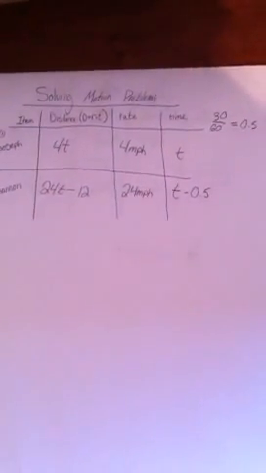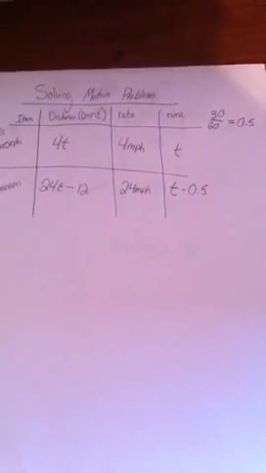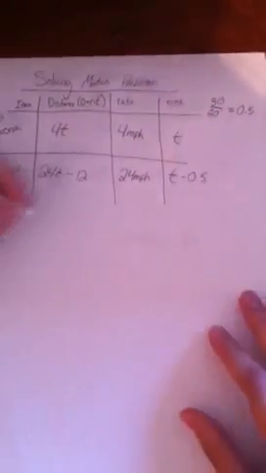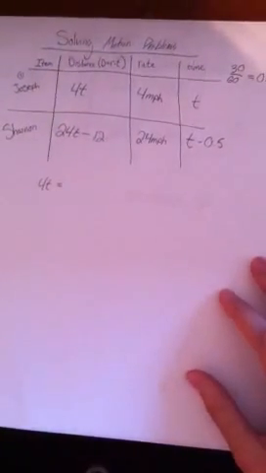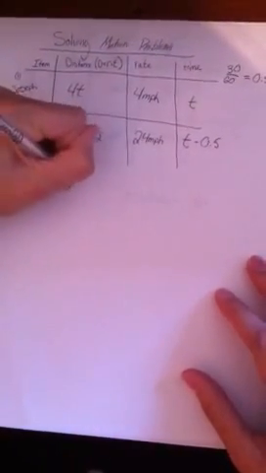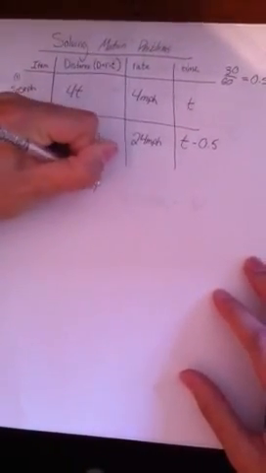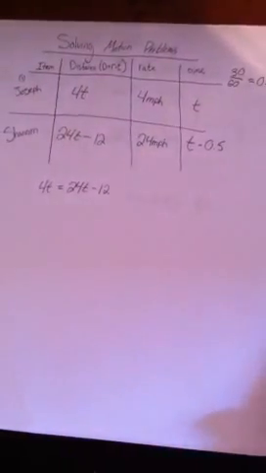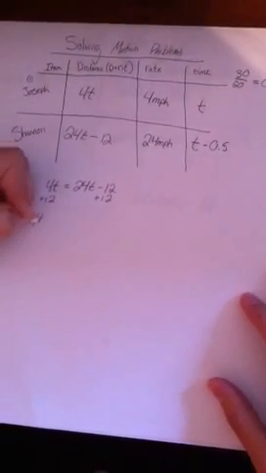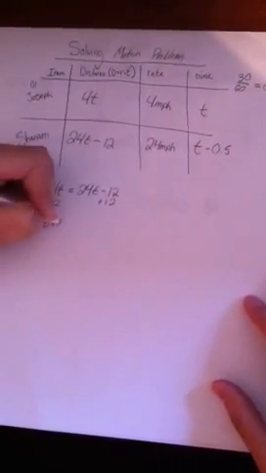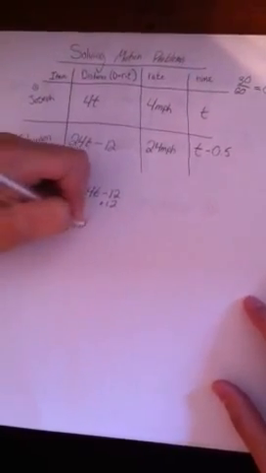The next thing we're going to do is set the two distances equal to each other to find t, which is Joseph's time. So what we're going to do is 4t is equal to 24t minus 12. The next thing we're going to do is add 12 to get rid of the negative 12. So we're going to have 4t plus 12 is equal to 24t.